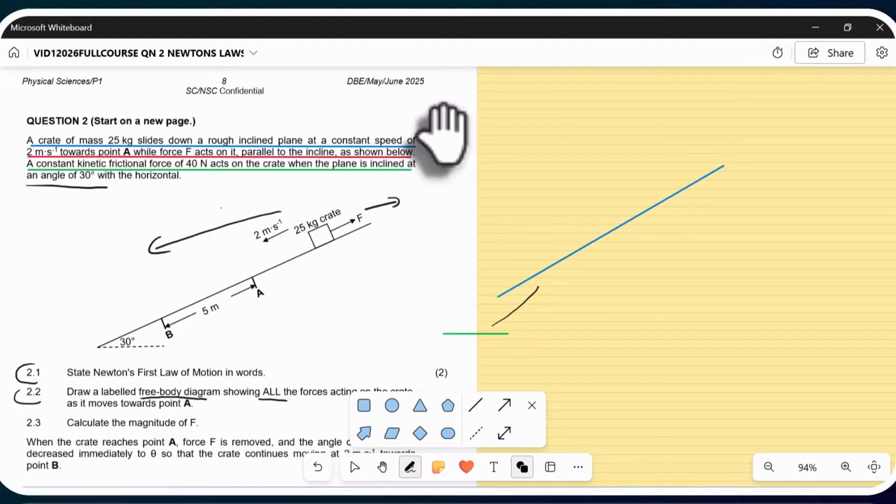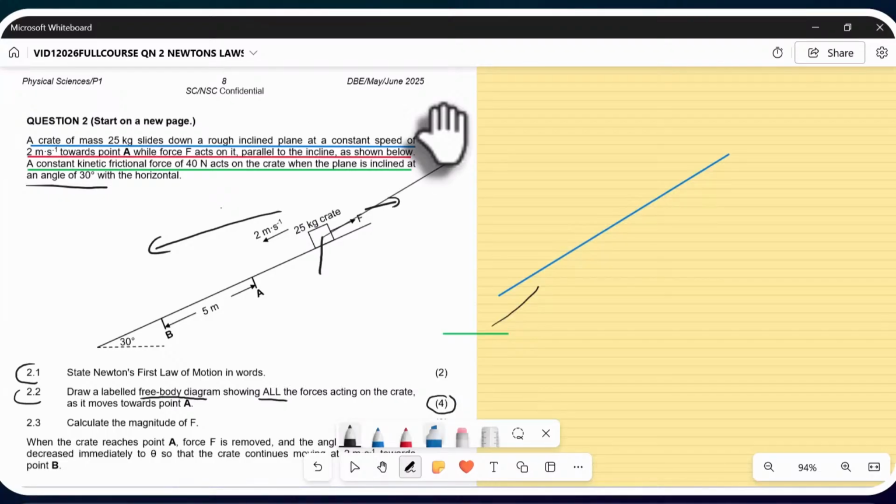By the way, let me first show you what we have here. Now this block has got weight. This weight is acting vertically downwards. That's our FG. And then there's this applied force, which you see, force F. Then, being on the surface, it exerts a normal force.